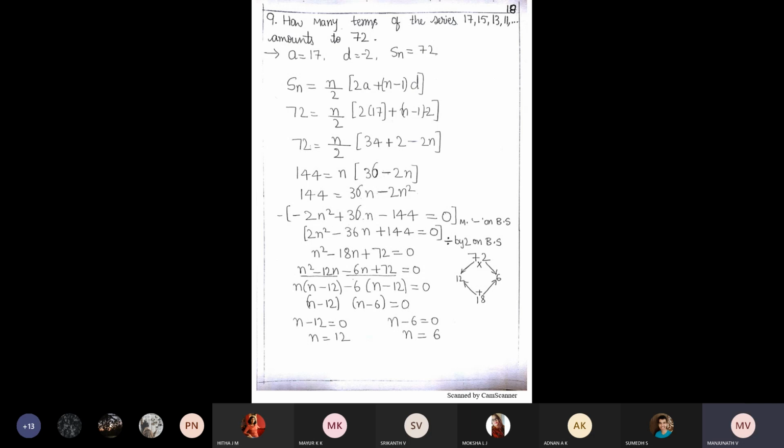Yeah, now you can write the conclusion. Therefore, the number of terms may be equal to 12 or may be equal to 6. Write the conclusion. How many terms they've asked? You need to answer it completely.